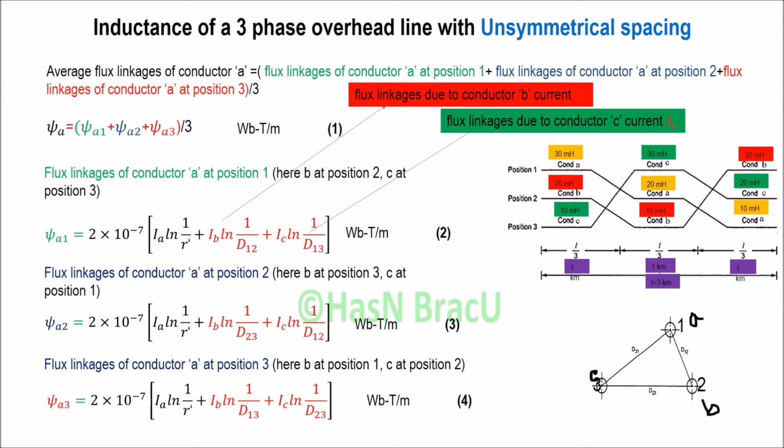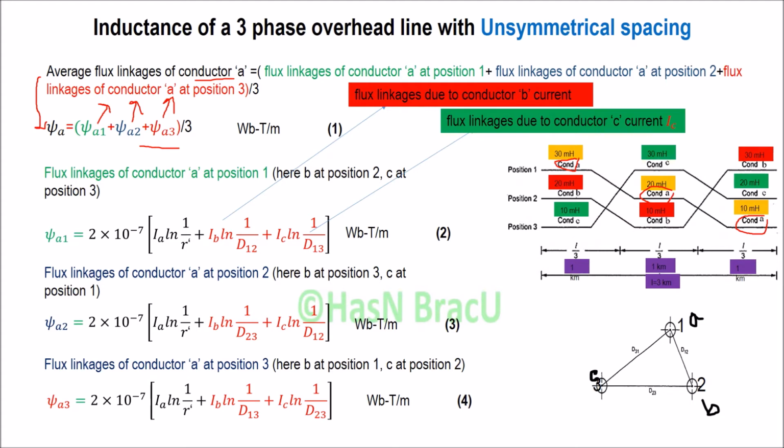Now, what will be the average flux linkages of each conductor? So the average flux linkages of conductor A is equal to the flux linkages of conductor A at position 1, plus the flux linkages of conductor A at position 2, plus the flux linkages of conductor A at position 3, divided by 3, right? So this is the average flux linkages of conductor A. So we can write psi A equal to psi A1 at position 1, plus psi A2 at position 2, plus psi A3 at position 3, divided by 3 Weber turn per meter.